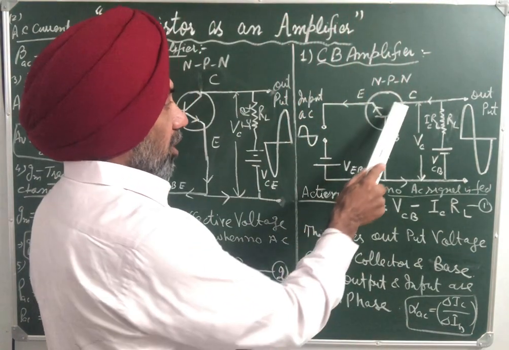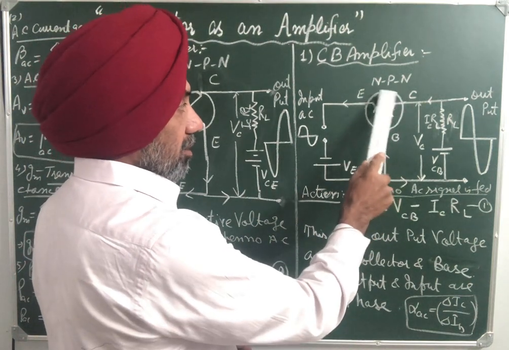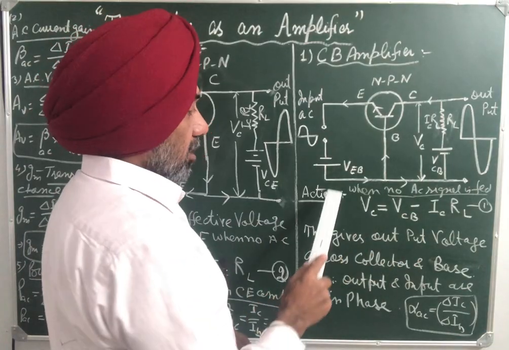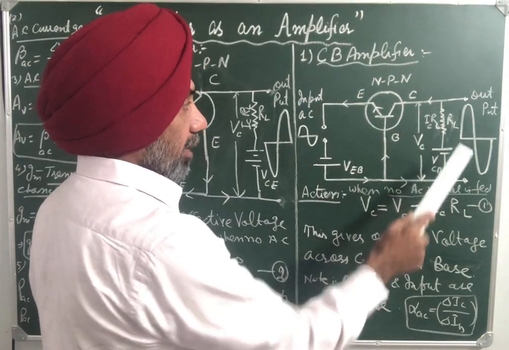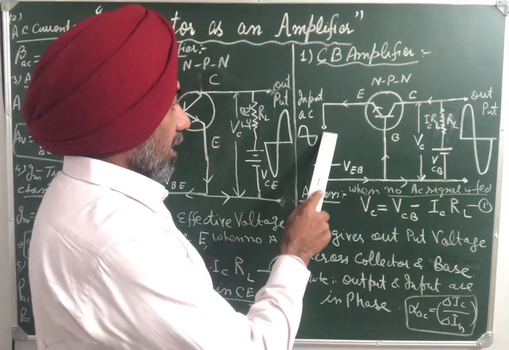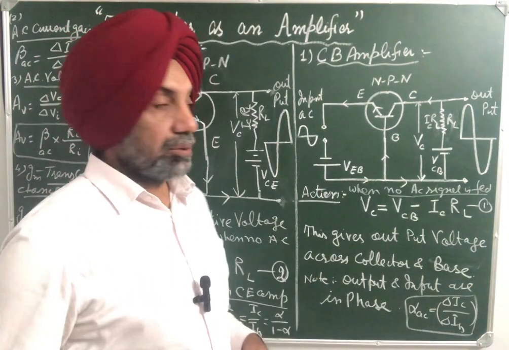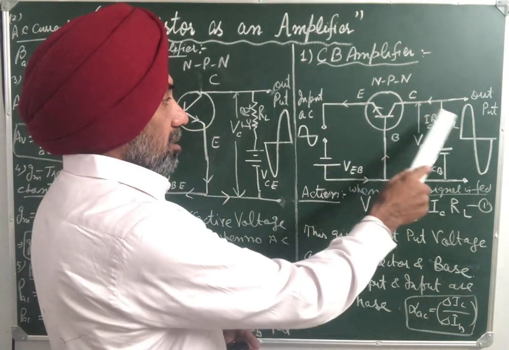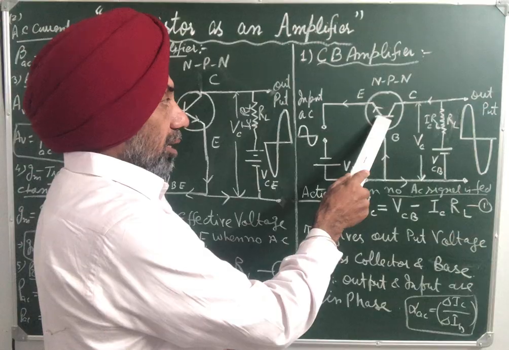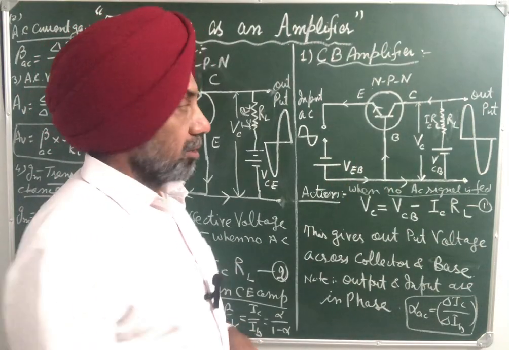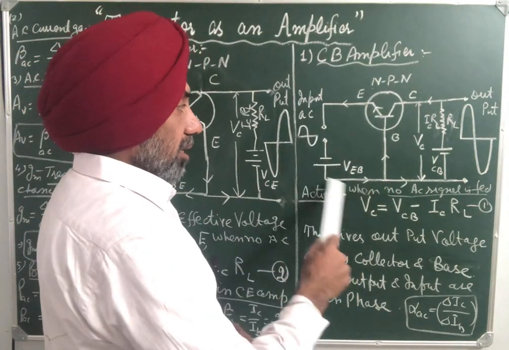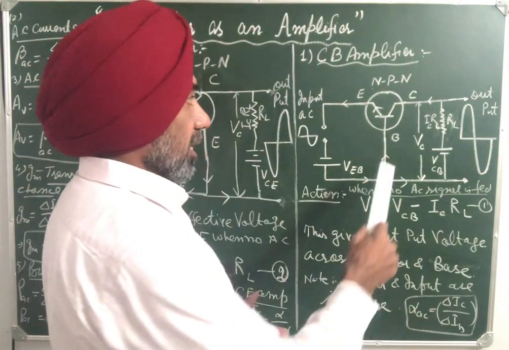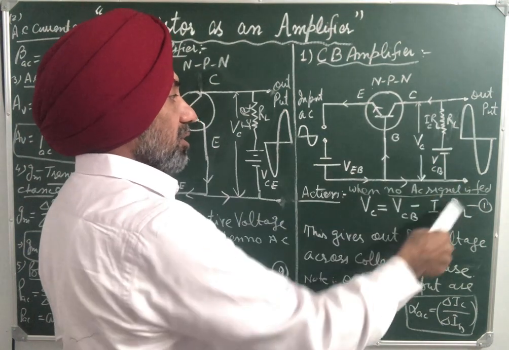So first of all, make the connections as shown in the figure. This is the transistor, load resistance, two batteries. One is known as the emitter base battery, the other the collector base battery, and there is a gap to supply the input AC voltage. In this diagram, it is an NPN transistor, so the emitter is always forward biased. That is, the input circuit is always forward biased, whereas the output circuit, the collector, is always reverse biased.